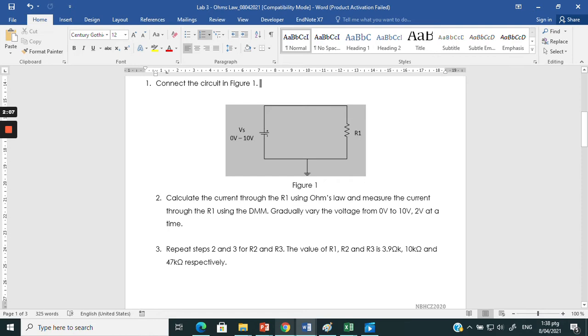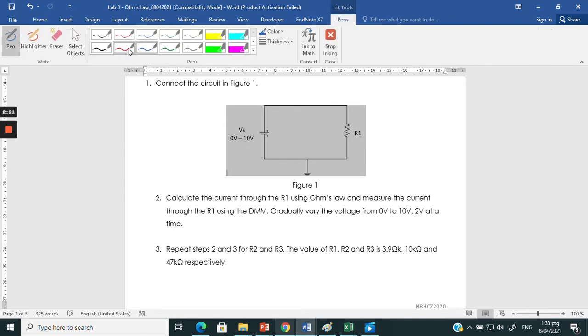The next step is to calculate the current through R1. You need to put your multimeter here. If you want to measure the current, make sure your multimeter is sitting in between this line, so make sure you disconnect this line first. Next is to insert the ammeter in between. What is meant by inserting the ammeter in between? I will show you in Tinkercad in the next minute.